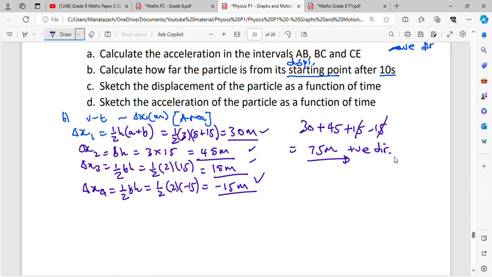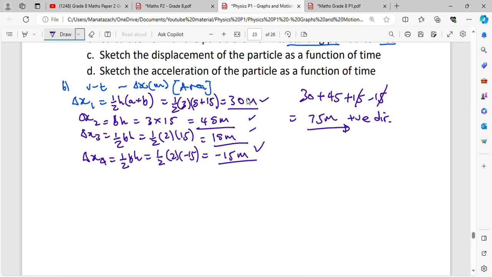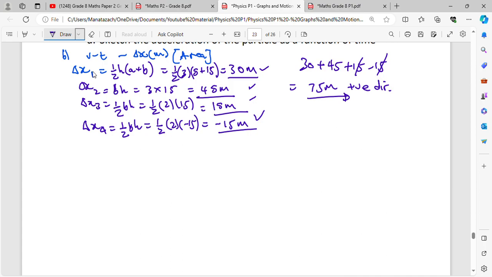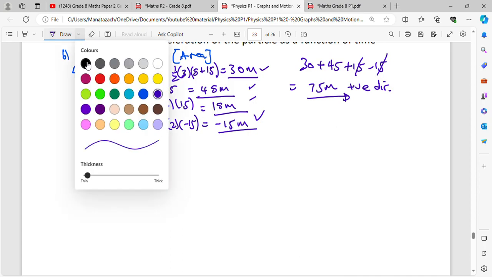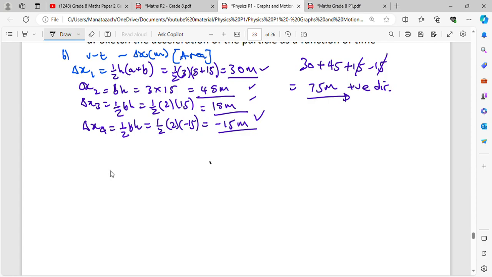So let's go to question C. Sketch the displacement of the particle as a function of time. So let's plot a displacement. We have a displacement axis and a time axis. So this is going to be t in seconds, displacement in meters.